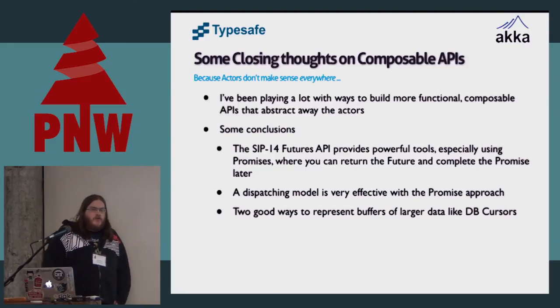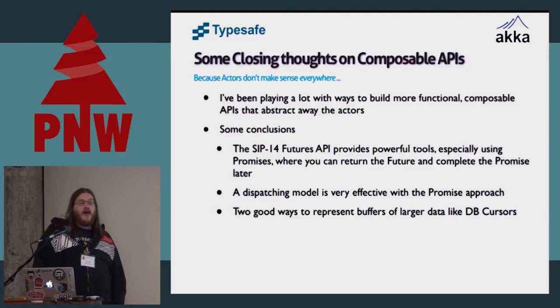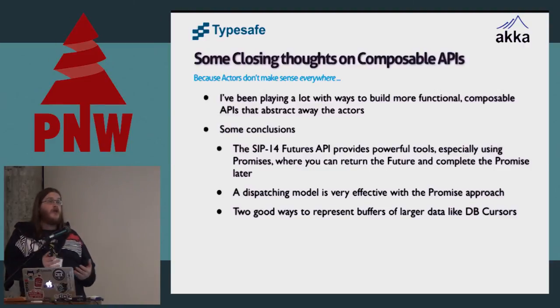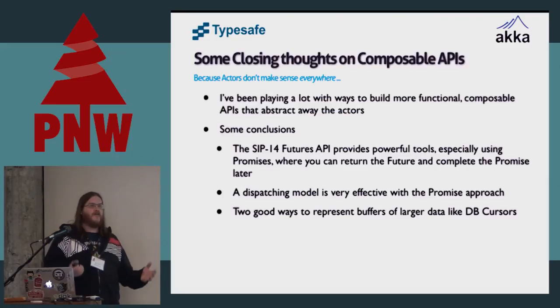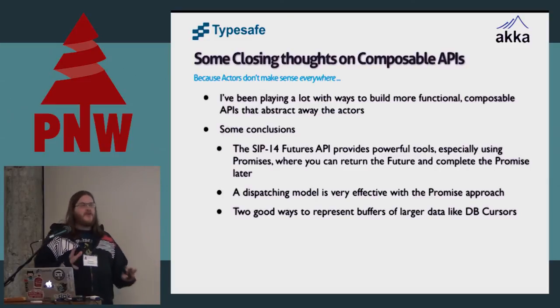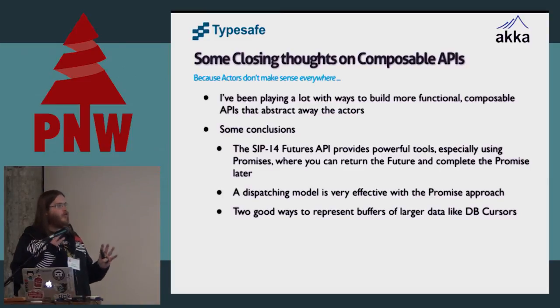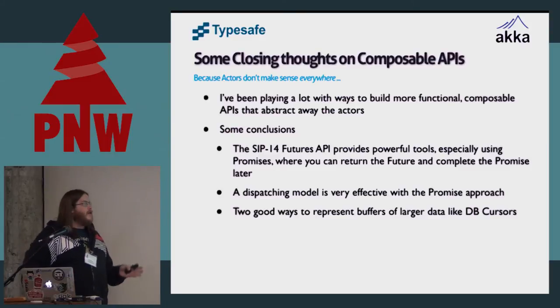Now, what do you do when you deal with large buffers of data? A great example is a database cursor. You get a whole bunch of items that need to be handled as an iterator would be the traditional way you handle them in Scala code or Java code. The two things that I've come to think are the right way to do this: one is iteratees. They're very powerful and very flexible, but they're potentially really hard for users to comprehend. They're not easy to just jump into.